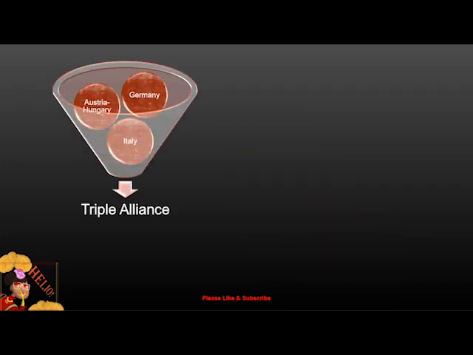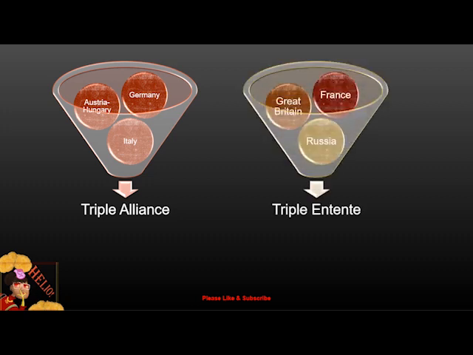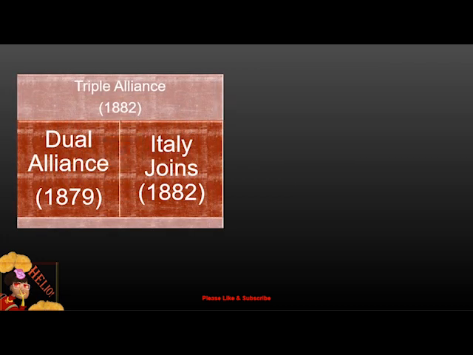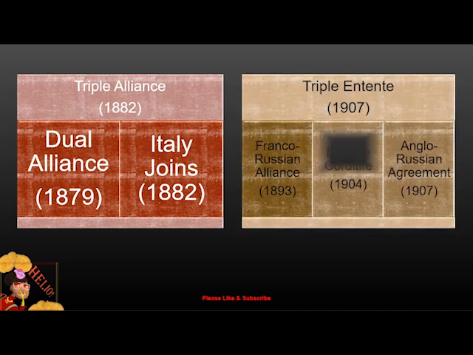So this is like a bit of a help, like a bit of a flashcard. Simply put, the Triple Alliance was Austria-Hungary, Germany, and Italy. The Triple Entente was Great Britain, France, and Russia. They don't like each other, and they're trying to balance each other out. Next up, we got the Triple Alliance, and it was formed in 1882. It was a dual alliance in 1879, and then Italy joins in 1882, and this is when we have the Triple Alliance. Next up, we have the Triple Entente, and that was unified in 1907. First of all, we had the Franco-Russian Alliance in 1893, then the Entente Cordiale in 1904, and then the Anglo-Russian Agreement in 1907.